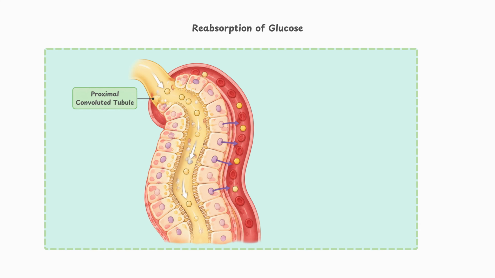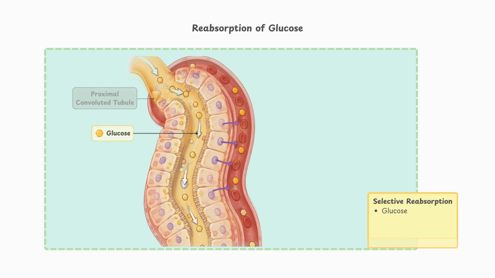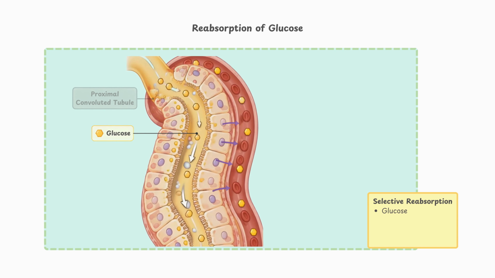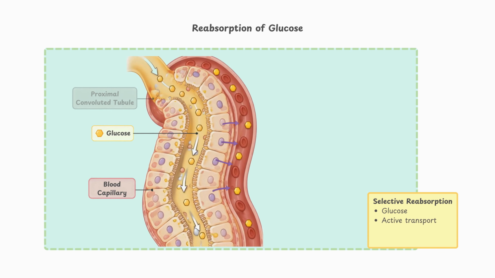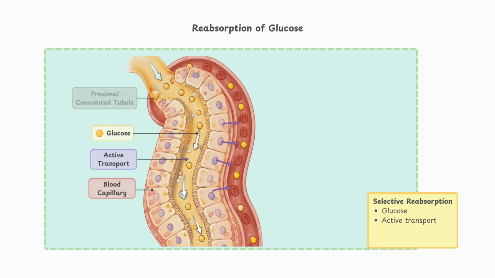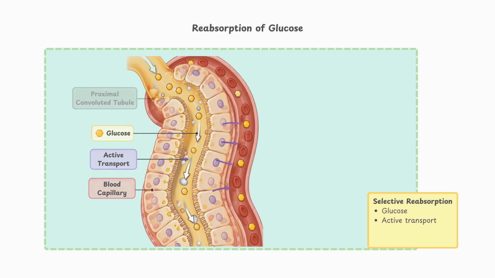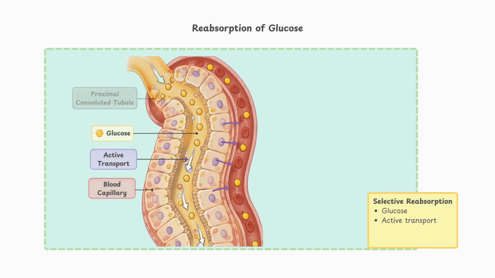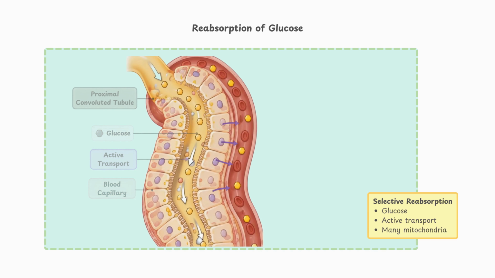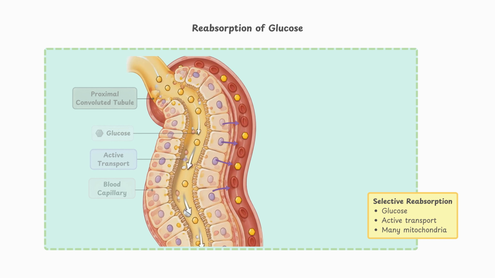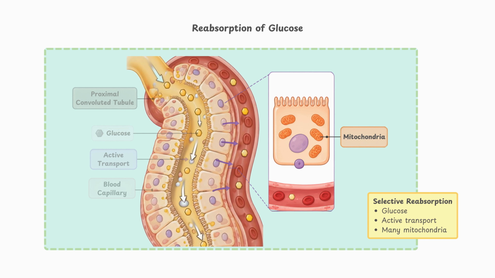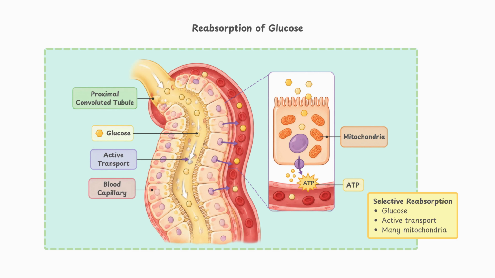After ultrafiltration, the filtrate enters the proximal convoluted tubule. This is the part of the nephron shown here, where an important process happens. Here, all glucose is normally reabsorbed back into the bloodstream. Notice that the glucose moves from the filtrate across the cells lining the tubule and into the blood capillary. This process uses active transport because glucose often moves against its concentration gradient. Active transport requires energy, so these cells need a good supply of ATP. The cells lining this part of the nephron contain many mitochondria to supply the energy required. So the many mitochondria help provide the energy needed to move glucose back into the blood. In a healthy person, no glucose should remain in the urine.